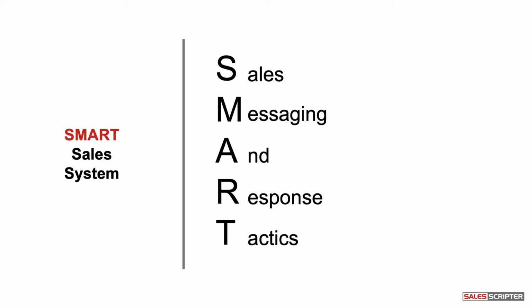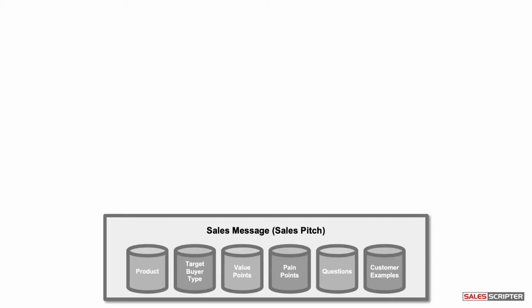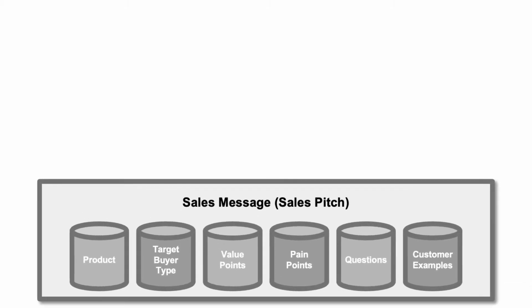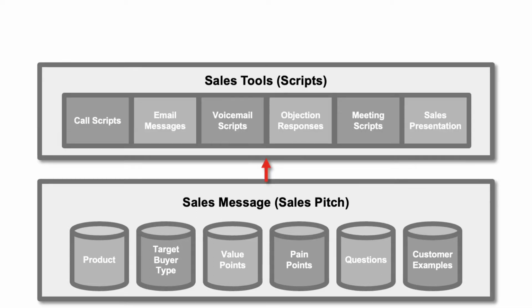The Smart Sales System will take you through a process to create your sales message, which is an outline of the key talking points and questions you should use when trying to sell a product or service to a particular audience. This sales message is not your sales script. Think of this more as the raw materials that can then be used to create your sales scripts and email messages, objection responses, and more.